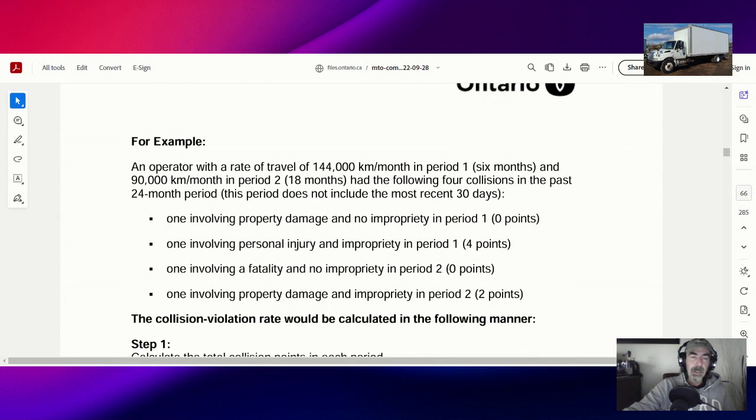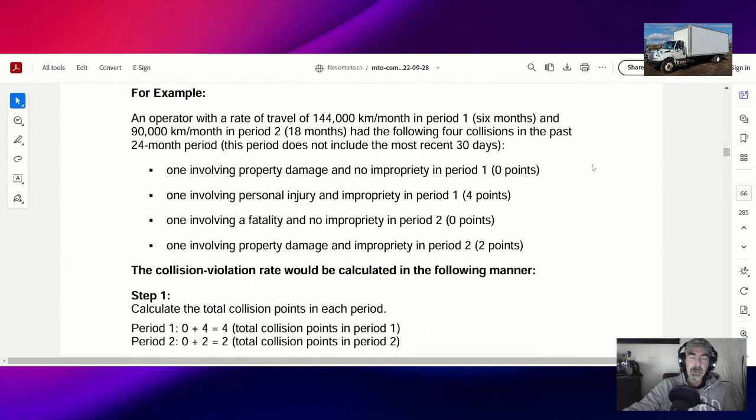For example, an operator with a rate of travel of 144,000 kilometers per month in period 1, 6 months, and 90,000 kilometers per month in period 2, 18 months, had the following 4 collisions in the past 24-month period. This period does not include the most recent 30 days. One involving property damage and no impropriety in period 1, 0 points. One involving personal injury and impropriety in period 1, 4 points.